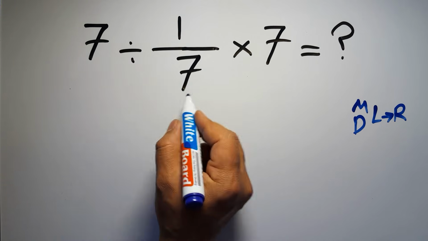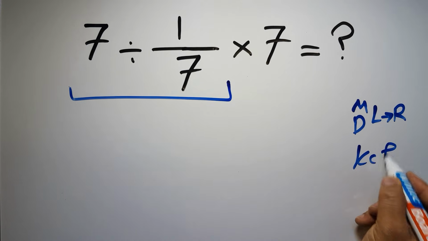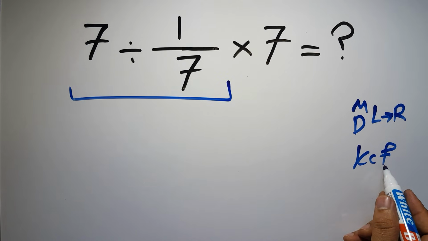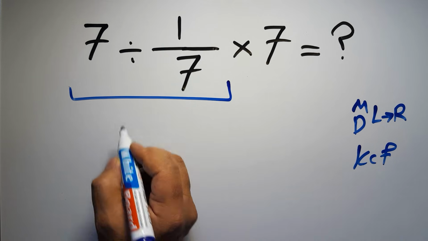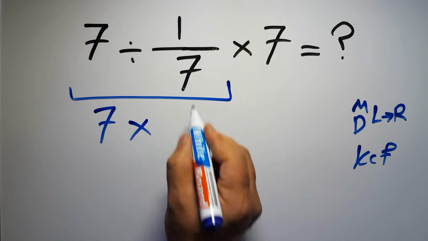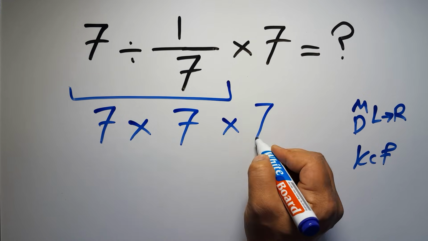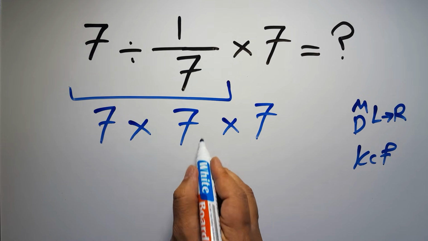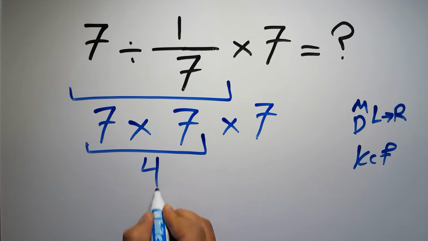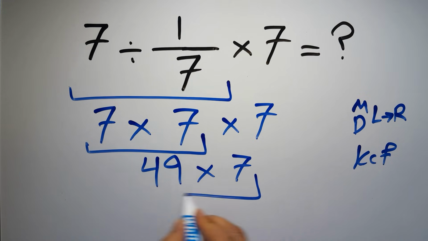7 divided by 1 over 7. According to the KCF rule, K stands for keep, C stands for change, and F stands for flip. We can write to keep the first fraction, change division to multiplication, and flip the second fraction. And here we have times 7. 7 times 7 gives us 49. So 49 times 7.